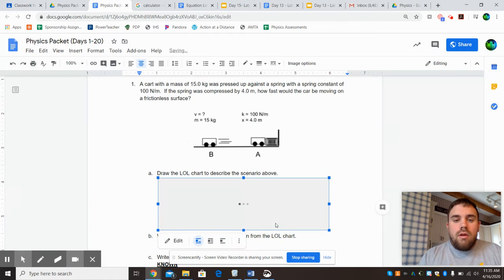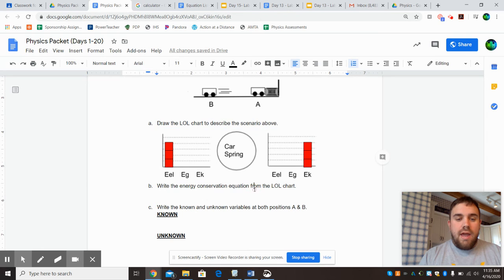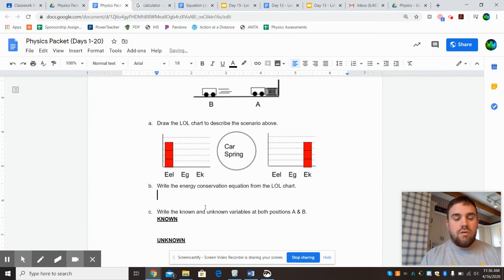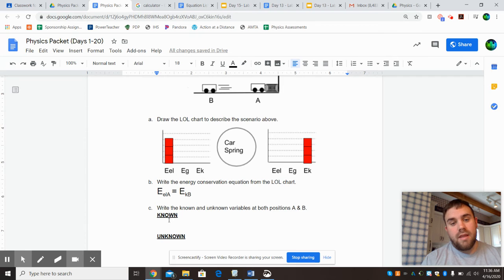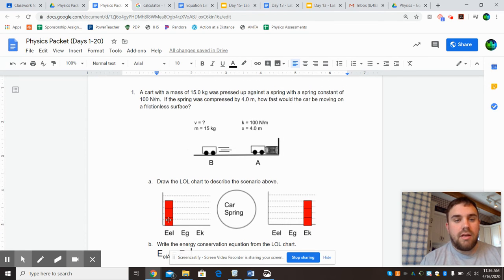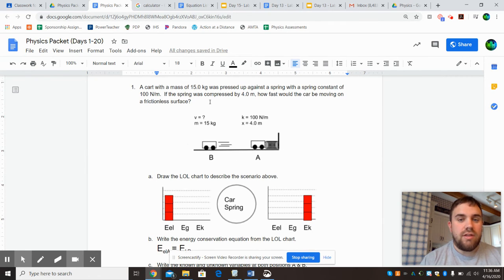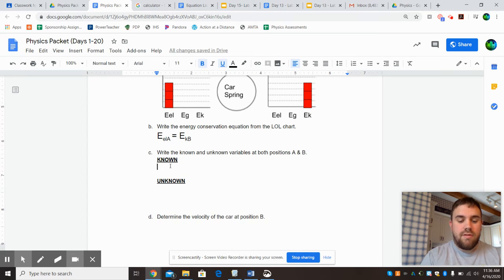Then we now know how to also make energy conservation equations from the LOL chart. So I can say EEL at position A is equal to EK at position B. And so now I've got good information. Now I'm going to help you quantify the problems by writing what's known and what's not known. I know that the mass is 15 kilograms. So for known quantities, I'm going to say the mass is equal to 15 kilograms.